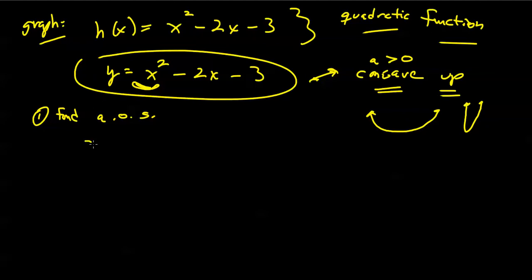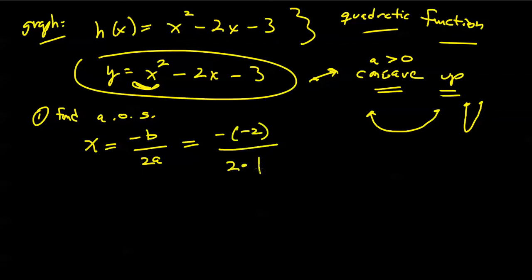The axis of symmetry can be found according to this very simple formula: x equals minus b over 2a, assuming your quadratic polynomial is already in standard form. Well, b is negative 2 here, so minus b over 2 times a, where a is positive 1, will of course give me the expression x equals 2 over 2, or x equals positive 1.